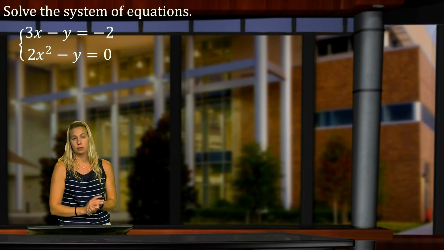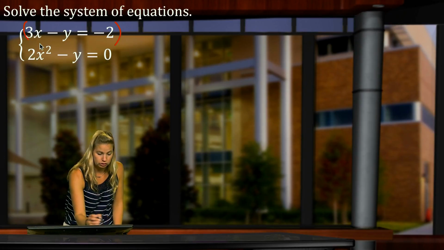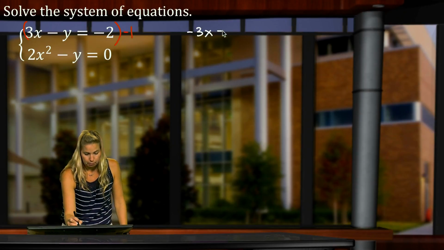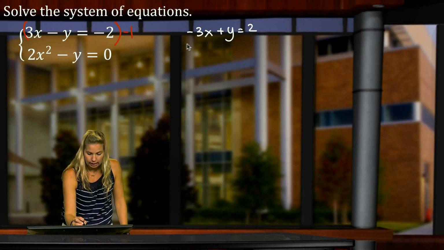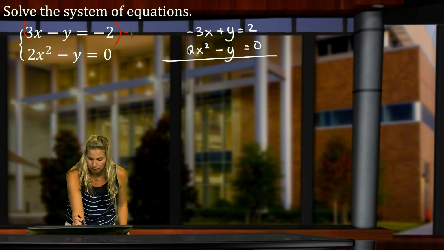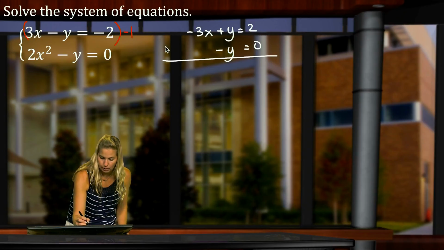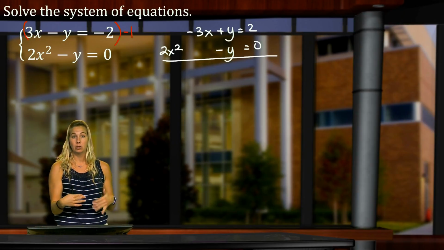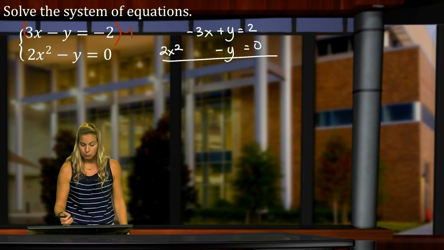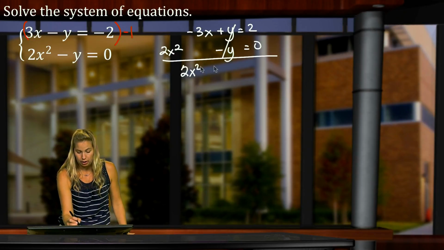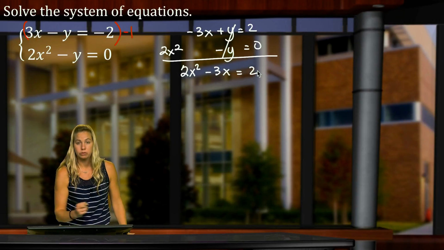We want to eliminate y, so let's multiply one equation by -1. We'll use the first equation. So we end up with -3x plus y equals 2, and 2x squared minus y equals 0. And if you guys want to give yourself some more space, let me show you real quick what I'm talking about. Maybe writing that 2x squared over a little bit will help keep you guys from trying to combine those x terms that are not like terms. So the y's are going to cancel out, but when I start combining like terms, we see that we've got 2x squared minus 3x equals 2.